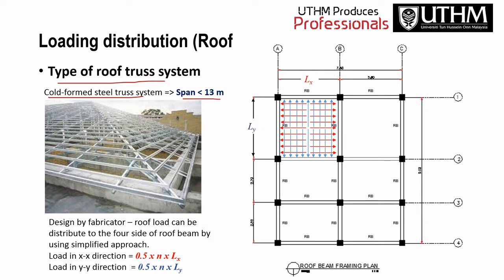This steel is designed by the fabricator, and then the load can be distributed to the four sides of the roof beam by using a simplified approach. Means each side is 0.5 times n times lx or 0.5 times n times ly. So it's distributed evenly to four edges. Okay, easier and faster calculation. This is the estimation for it.